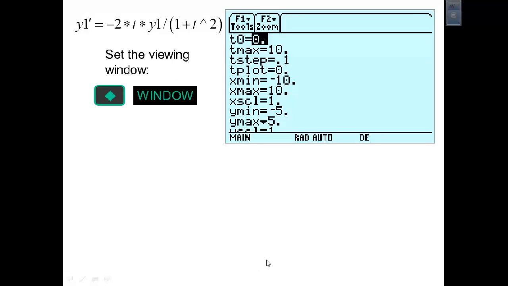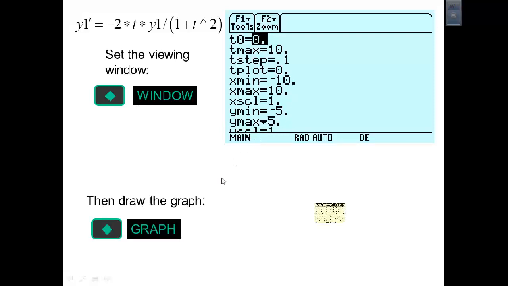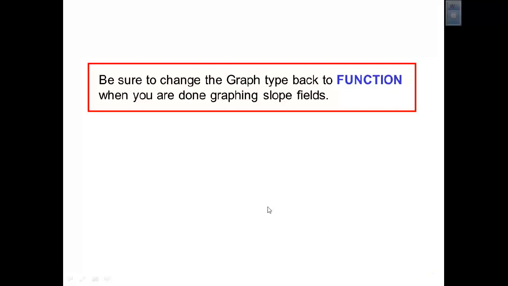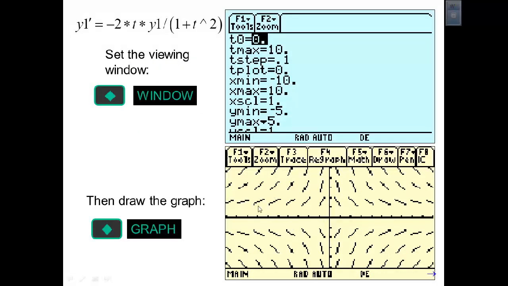All right, and you can adjust your viewing window. It'll give you a situation like that, where you're doing T-max and T-step and T-plot, and then X-min and X-max and all those things. These settings are what gives you the resolution, the length of your line segments, and things like that. Those are good settings. I would leave them just like they are.